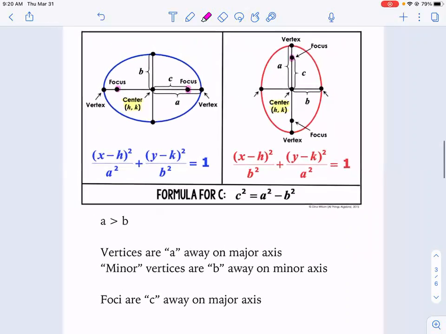So here's just some notes. This is what I talked about. You don't necessarily need to write these down unless you think you need to. Our vertices, we use A to figure out how far they are away. Our minor endpoints are B away, and then the foci are C away. So if you need to make those notes just to interpret what that pink picture is telling you, that's fine. If you don't need them, also fine.